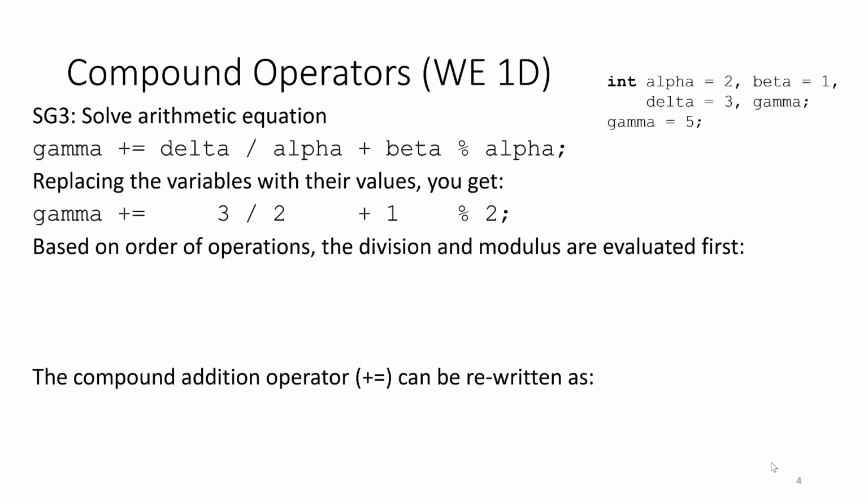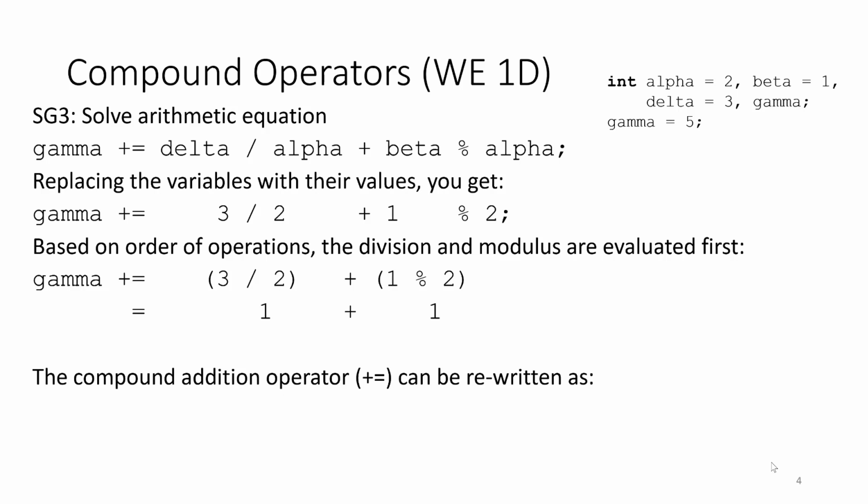3 divided by 2 is 1. Remember, this is integer division. 1 mod 2 is also 1. Remember, if I have one apple, take away all groups of 2 apples. How many apples do I have left? Only 1. So I now have gamma plus equals 1 plus 1.